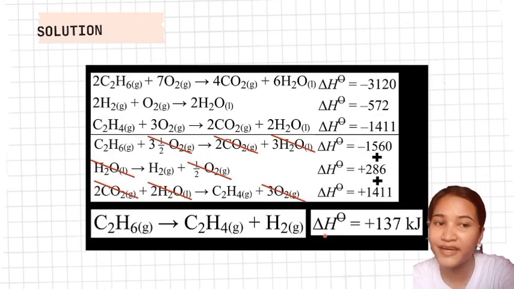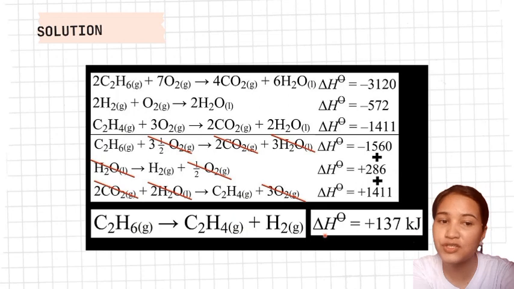Since in our final equation we only have 1 mole of ethane, we need to divide all the equation in the first reaction by 2. Since the equation was halved, our enthalpy change for the first reaction is now negative 1,560 kilojoules.